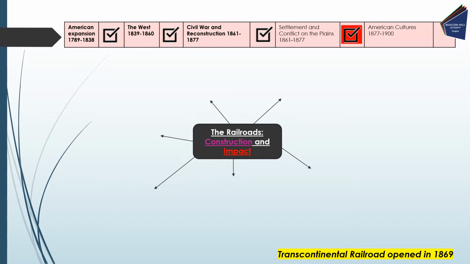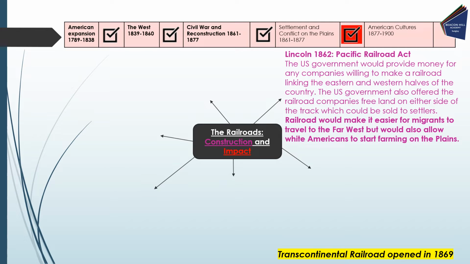So first of all, you need to know that it is Abraham Lincoln who passes the Pacific Railroad Act. Remember, we said that on the timeline there are lots of presidents and you need to know some of them. Lincoln is absolutely one of those presidents. So the Pacific Railroad Act stated that the US government would provide money for any companies willing to make a railroad linking the eastern and western halves of the country. The US government also offered the railroad companies free land on either side of the track, which could then be sold to settlers. So this is an incentive for these railroad companies because not only are they getting publicity in terms of the construction of the railroad, but they're also able to make a lot of money by selling land.